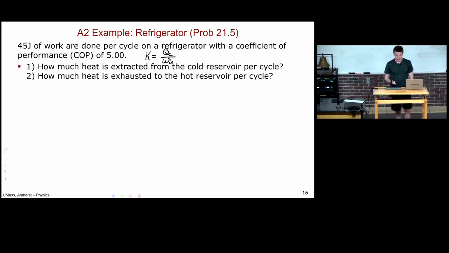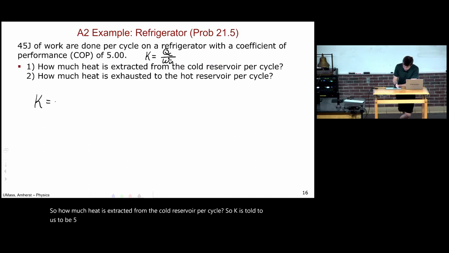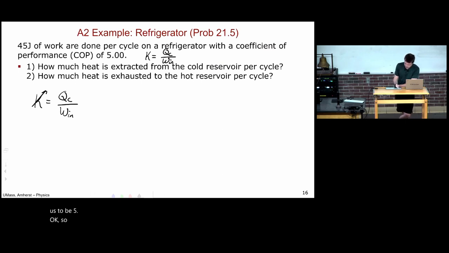All right, so how much heat is extracted from the cold reservoir per cycle? K is told to us to be 5, and work in is told to us to be 45. So move 45 to the other side, multiply them. So Q cold equals 225 joules.